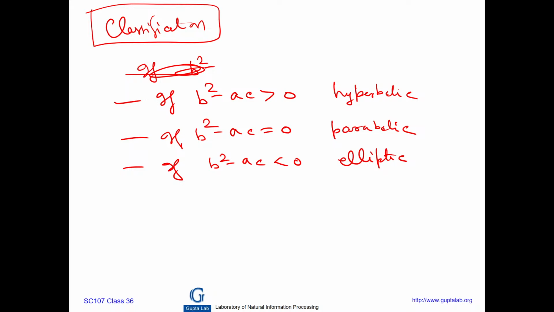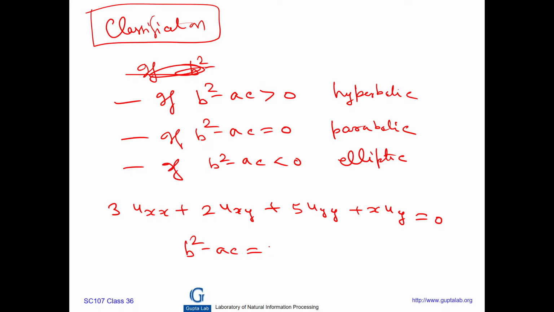As an example, suppose we take 3 times uxx plus 2 times uxy plus 5 times uyy plus x times uy is equal to 0. Here b square minus ac will be 1 square minus 3 into 5, which is minus 14, and it's negative. So this is elliptic. This kind of classification can be done.